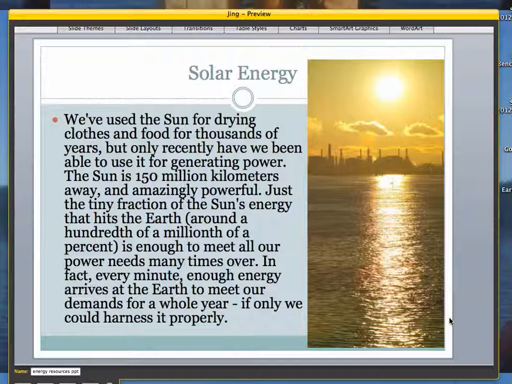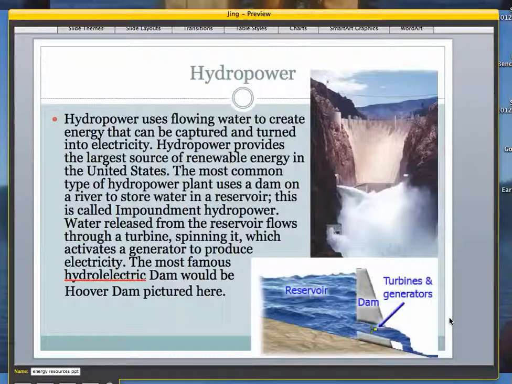The sun is very far away, and basically just a tiny fraction of the sun's energy that hits the earth is enough to meet all of our power needs many times over. And it says, in fact, every minute enough energy arrives at the earth to meet our demands for a whole year. That's a whole lot of energy.